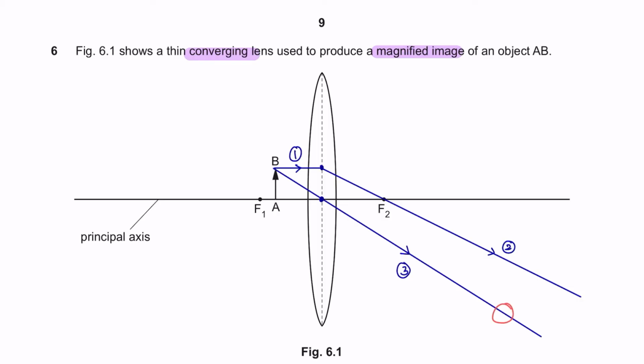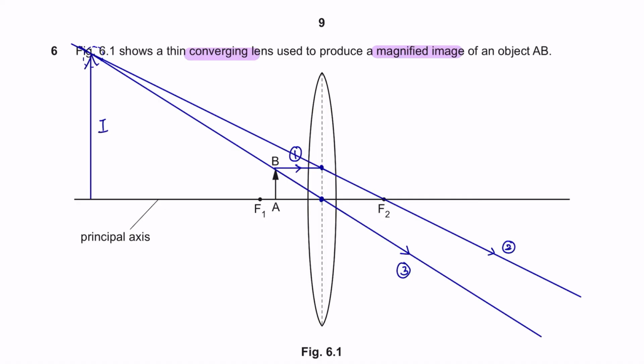So usually these two lines will intercept with each other at a particular point. However, you can see that they are not intercepting. So now you have to extend your line to the back of the lens like this. And the point where it intercepts is where your image is formed.